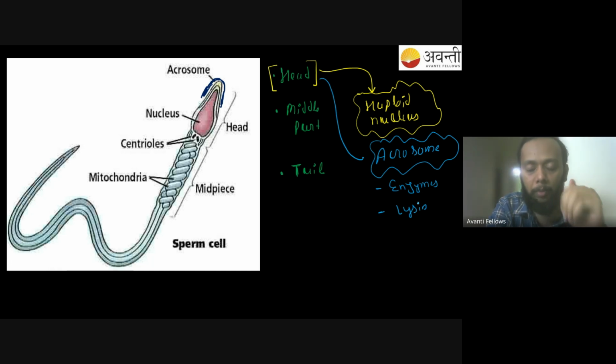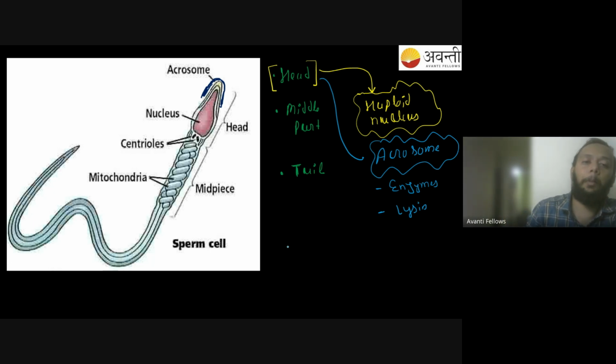When the sperm travels towards the egg, the egg will have the outer covering, and that outer covering has to be broken down, or penetrated. So the outer covering has to be digested, and that can be done with the help of this acrosome. So acrosome is at the tip of the sperm, right?